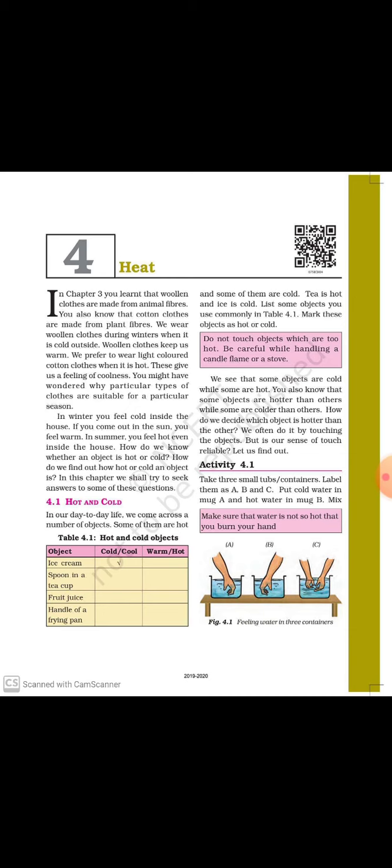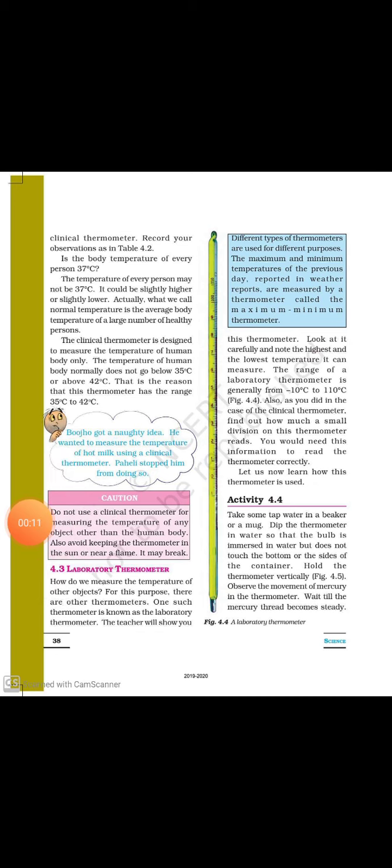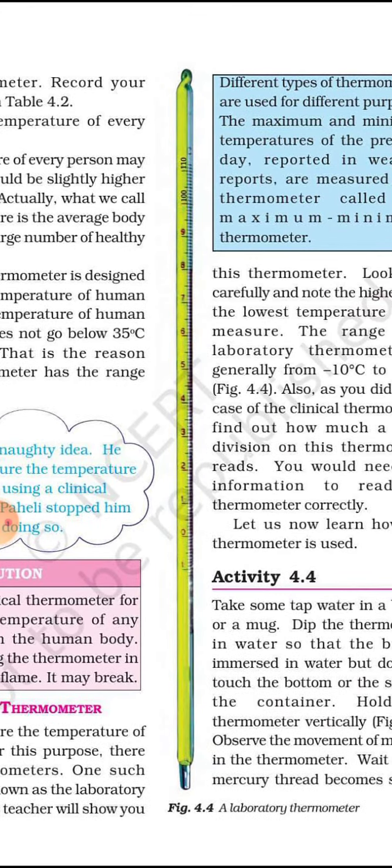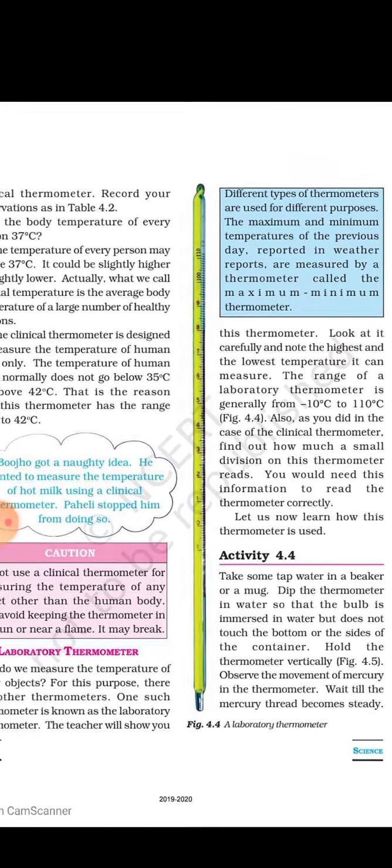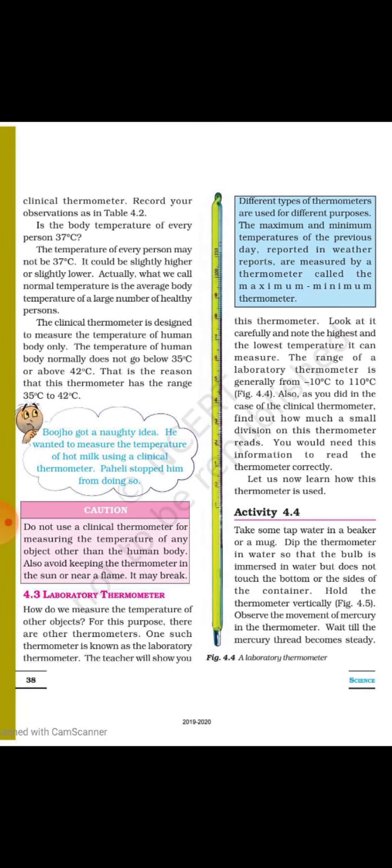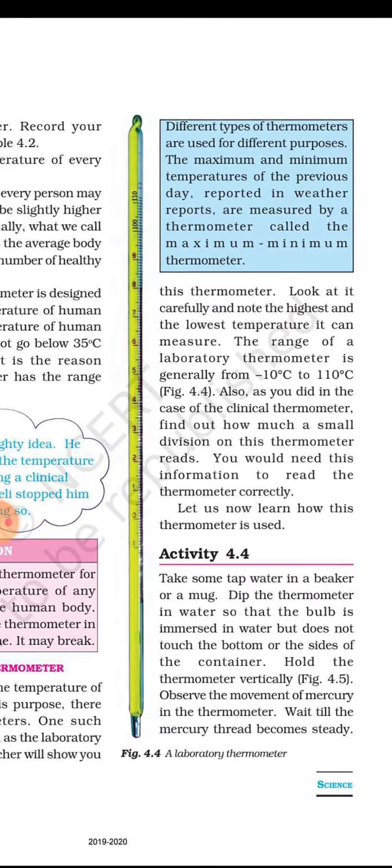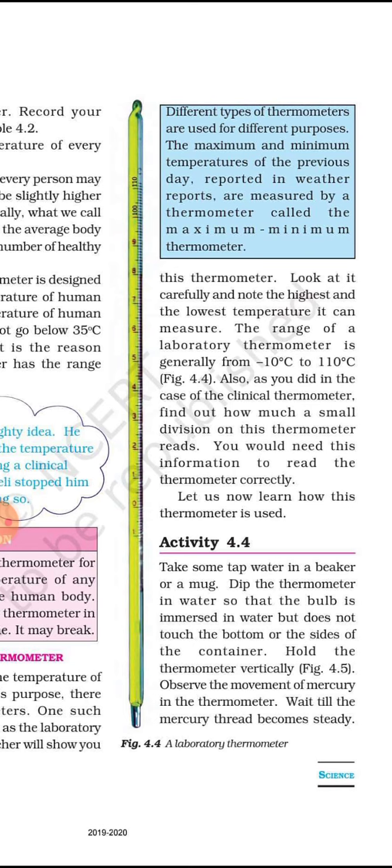Continuation of this lesson. In the last class we saw about the clinical thermometer. Today we are going to see about the laboratory thermometer. See, this is a laboratory thermometer. In the chemistry lab we will use this, in the physics lab also we use it. For what purpose are we using this thermometer? For measuring temperature in the lab. This thermometer generally starts from minus 10 degrees Celsius to 110 degrees Celsius.